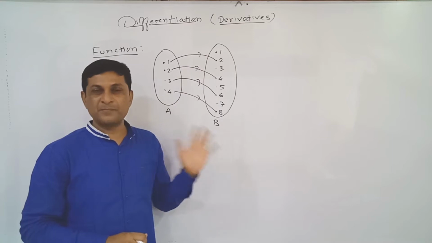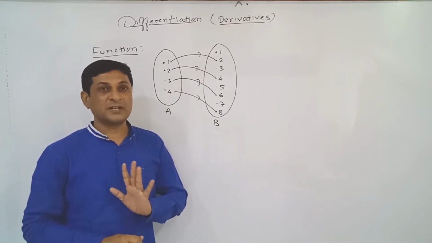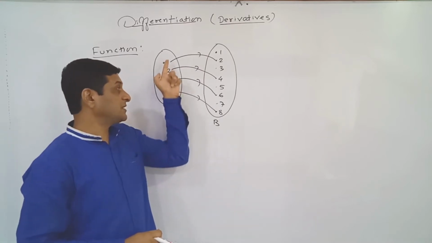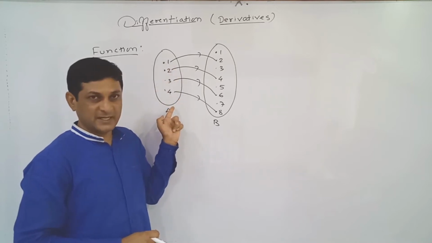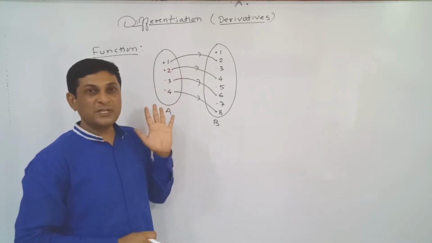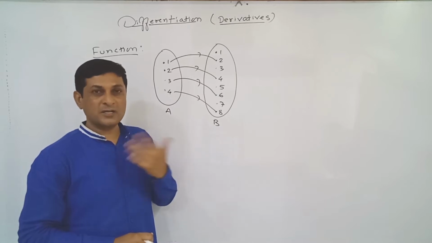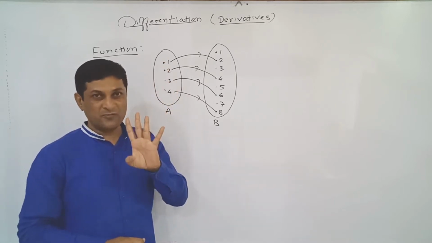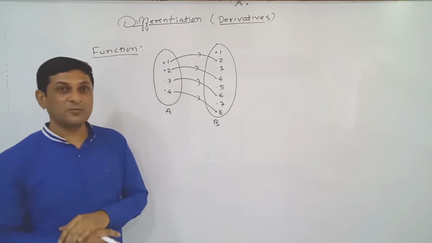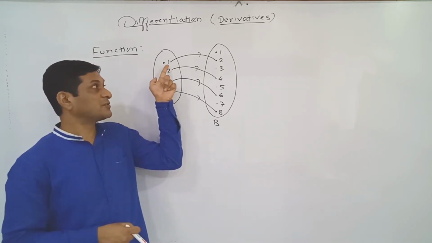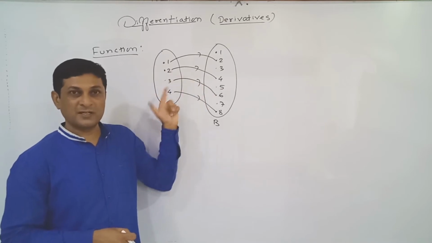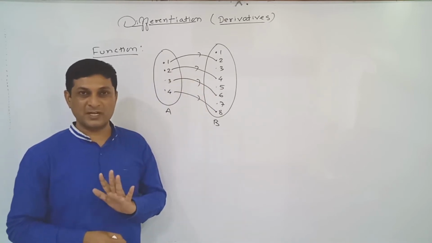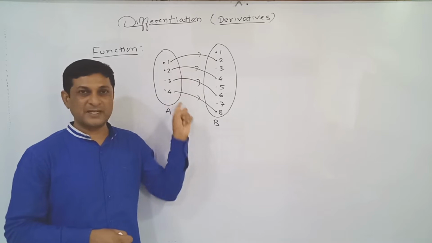Now, we have taken one simple example. Now, observe the conditions. The first condition is that every element of the first set, means set A, should be associated or related. So check how many elements are there in set A. Total 4 elements are there. Check whether every element is related or not. Yes, 1 is related, 2 is related, 3 is related and 4 is related. Means every element of set A is related.